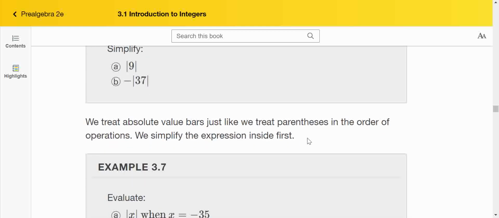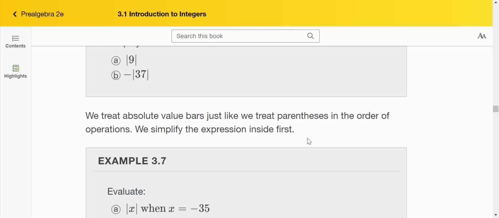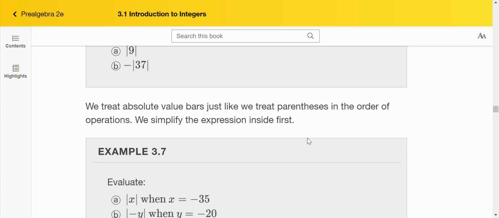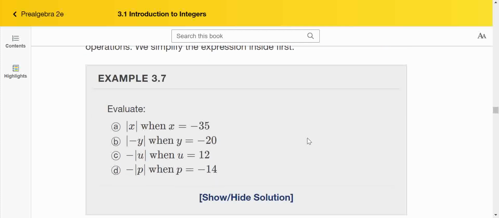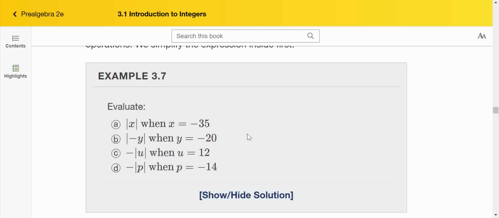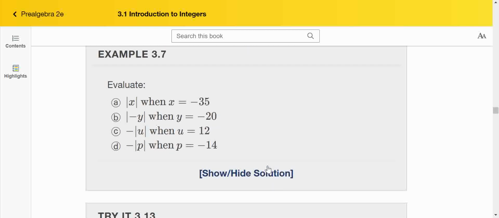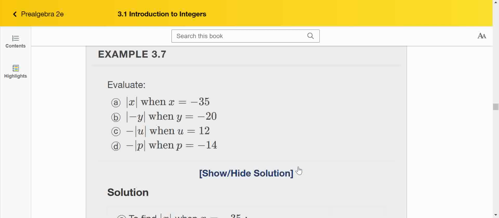We treat absolute value bars just like we treat parentheses in the order of operations. We simplify the expression inside first. Here's example 3.7, where we evaluate a, absolute value of x when x equals -35, b, absolute value of -y when y is equal to -20, c, minus absolute value of u when u equals 12, and d, negative absolute value of p when p equals -14.